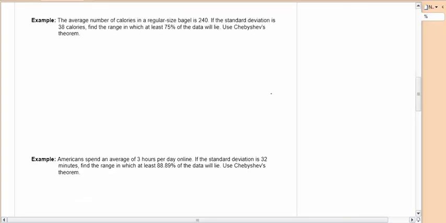The average number of calories in a regular sized bagel is 240. If the standard deviation is 38, find the range in which at least 75% of the data is going to lie. So, I am looking for an interval that contains 75% of my data. I know the center of that interval is going to be the mean, which is 240.